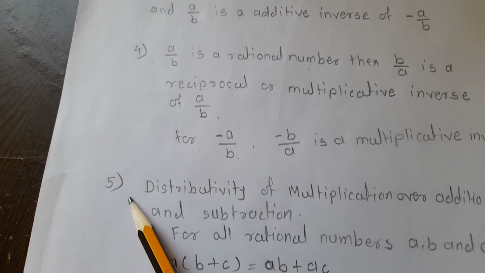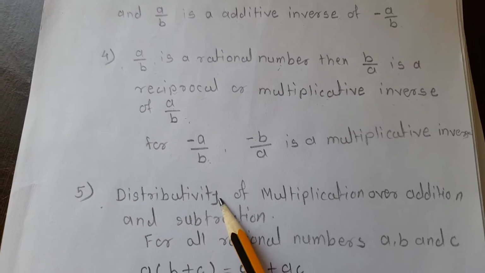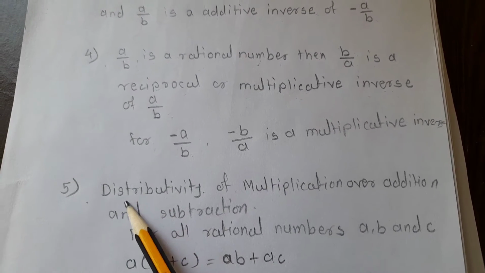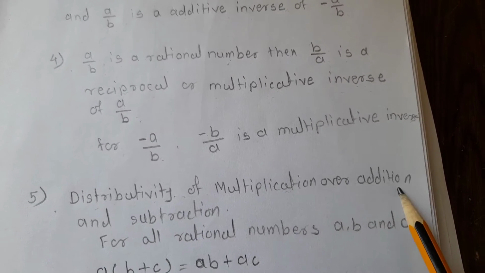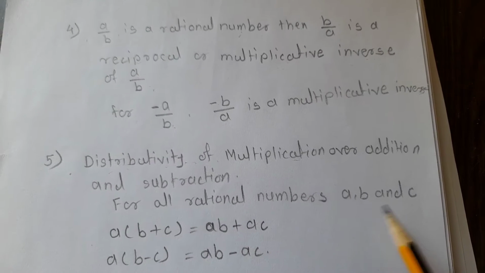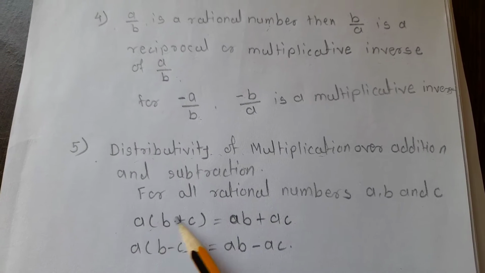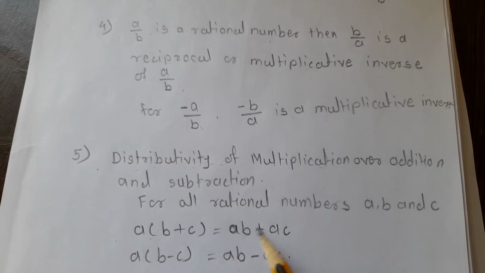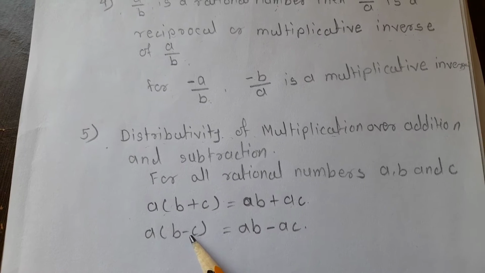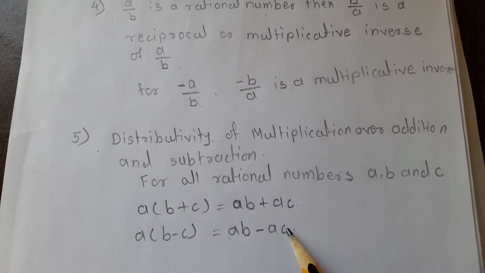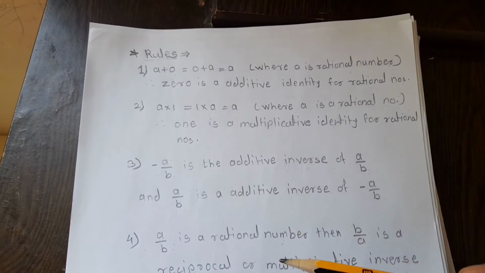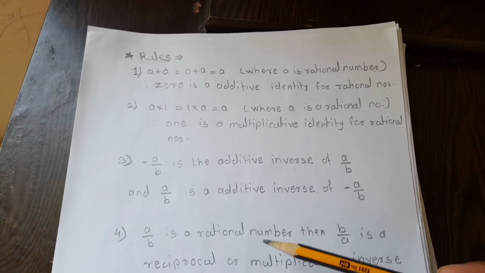Fifth rule is distributivity of multiplication over addition and subtraction. For all rational numbers a, b and c, a in bracket b plus c is equal to ab plus ac. Again, for subtraction, a in bracket b minus c is equal to ab minus ac. So friends, do remember these rules. We need them to solve the exercise.